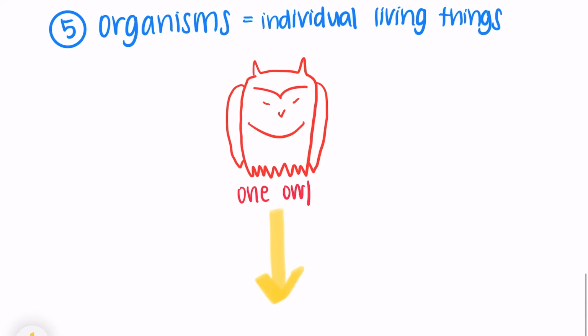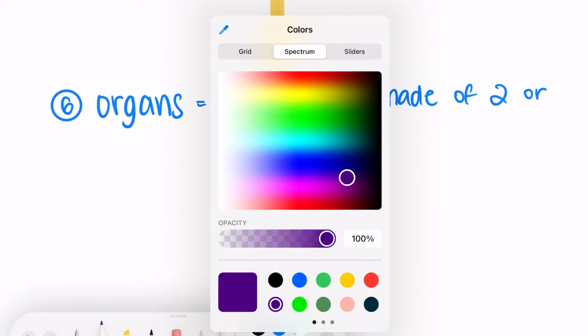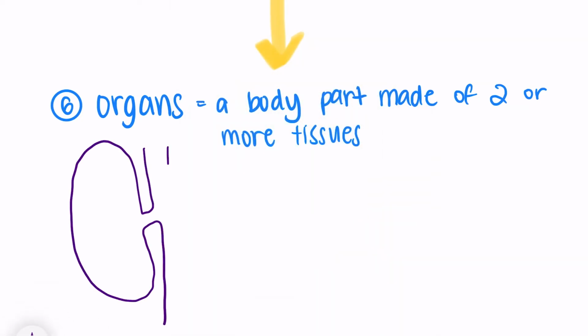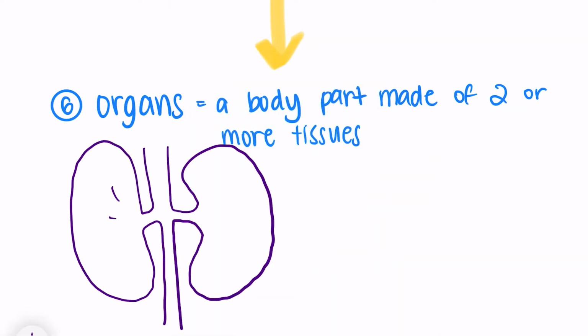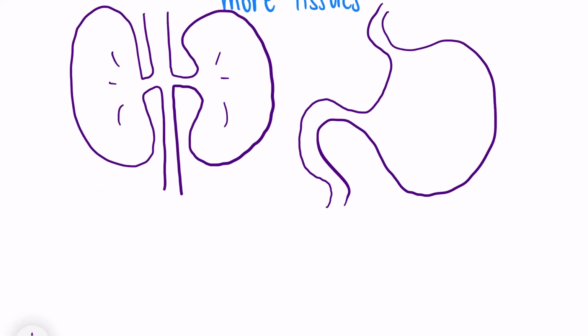Now for the fun part. It's time to zoom in into the specific organisms. If we zoom in on a living being, like a human, we will see some organs. An organ is a body part made up of two or more tissues. Don't worry, I'll explain what tissues are very soon. Here, as the example, you can see skin, brain, kidneys, stomach, and lungs, which are all organs of the human body.